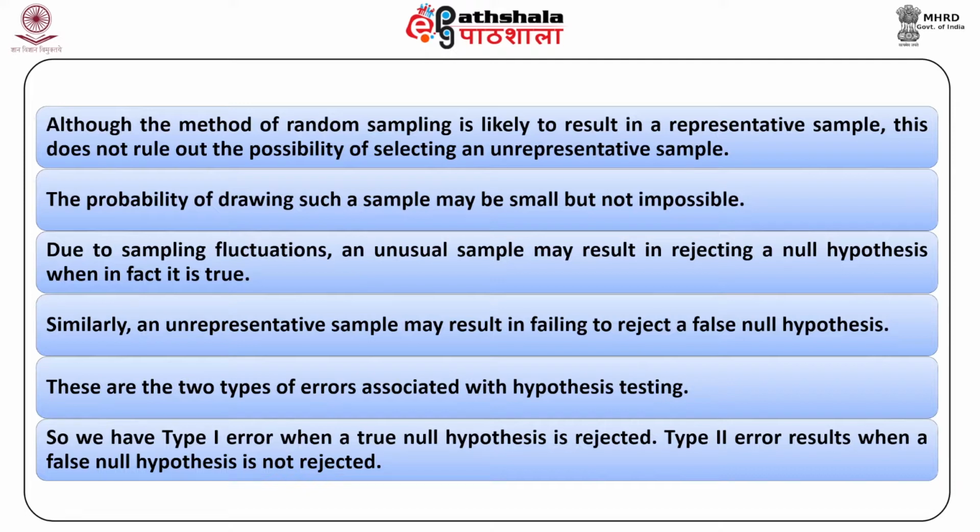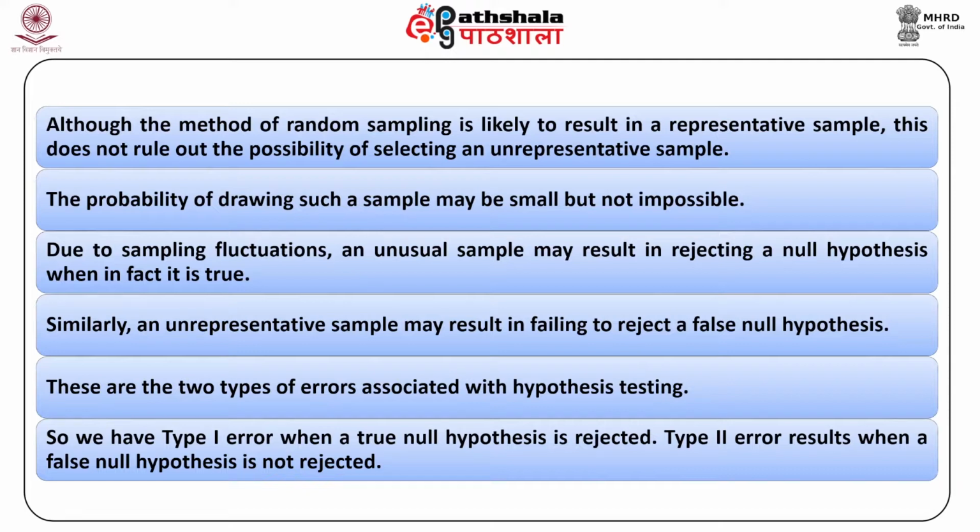Now, due to sampling fluctuations, an unusual sample may result in rejecting a null hypothesis when in fact it is true. Similarly, an unrepresentative sample may result in failing to reject a false null hypothesis. Now, these are the two types of errors associated with hypothesis testing. So, we have type 1 error when a true null hypothesis is rejected.